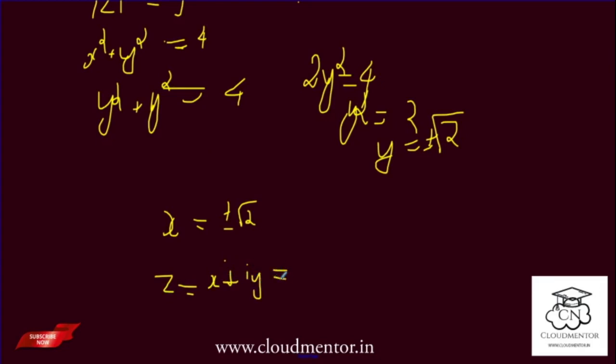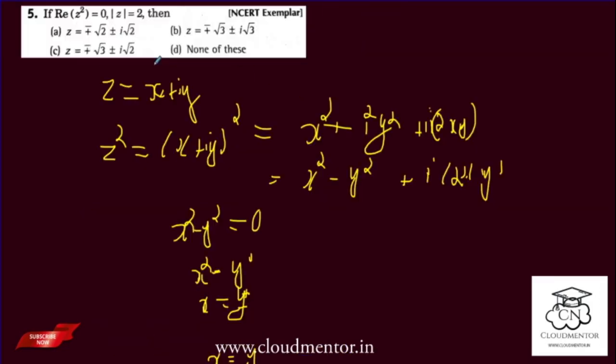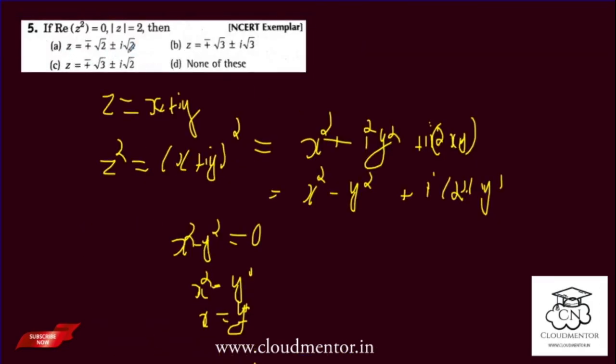That is equal to plus or minus root 2, plus or minus i root 2. So here we got the answer, that is plus or minus root 2 plus or minus i root 2. So let's look at the options. Yes, option A is the right answer.